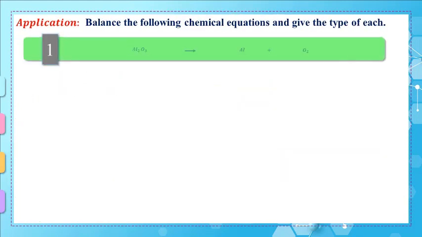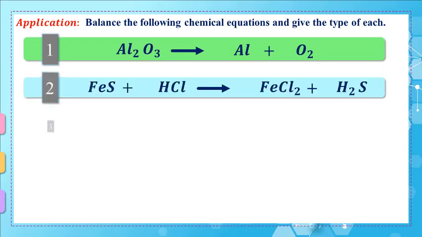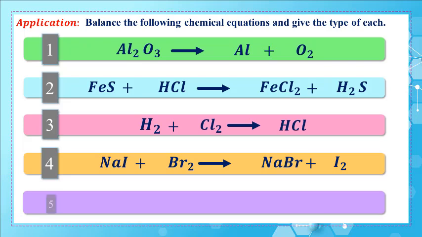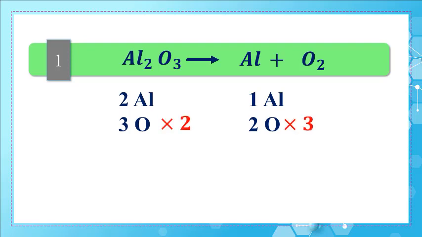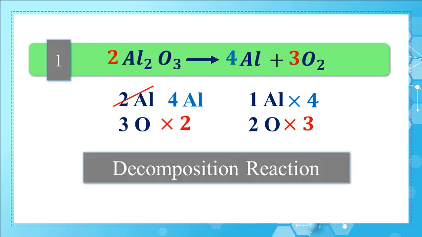Let's do an application together. Balance the following chemical equations and give the type of each. The first equation is Al2O3 gives Al plus O2. In the reactants we have 2 aluminum atoms and 3 oxygen atoms. In the products we have 1 aluminum atom and 2 oxygen atoms. To balance the number of oxygen atoms, multiply Al2O3 by 2 and O2 by 3. To balance the number of aluminum atoms, multiply Al by 4. This reaction is a decomposition reaction.